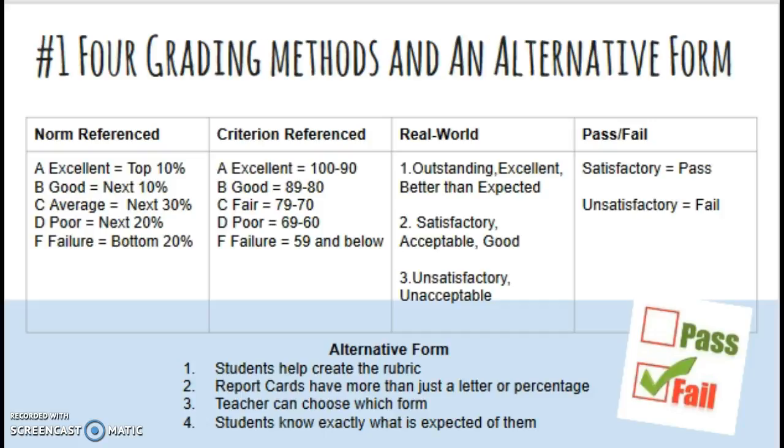And then the last main important thing with choosing an alternative form is that students know exactly what is expected of them. So whether it's a rubric or you just tell them, they should know exactly what is expected of them. And there are the four grading methods and an alternative form.